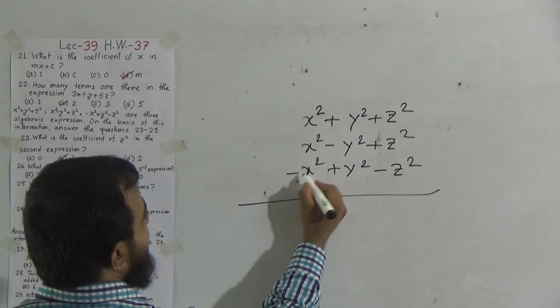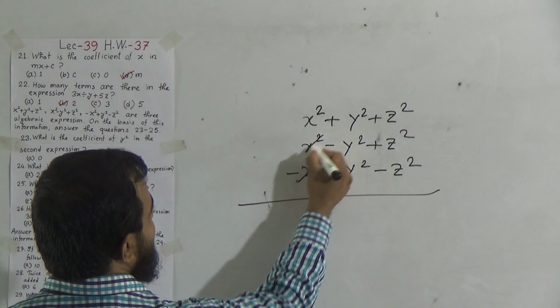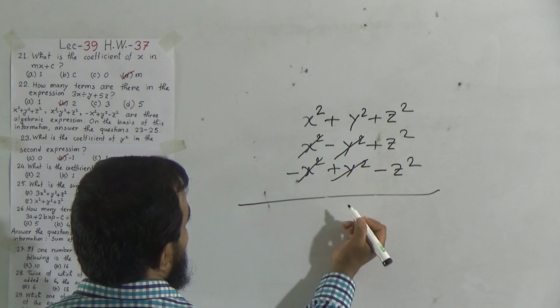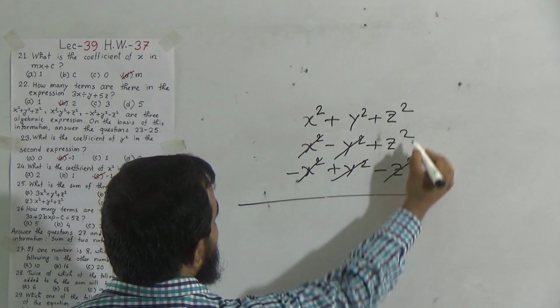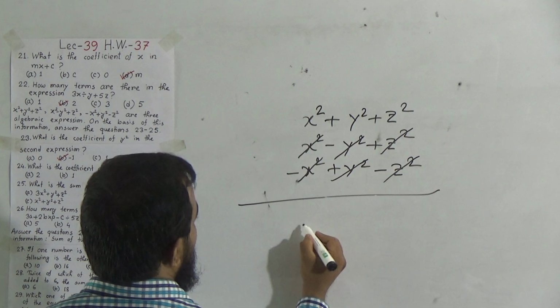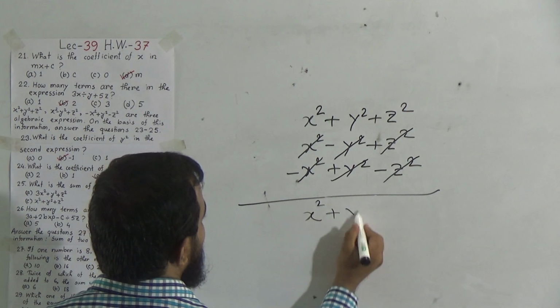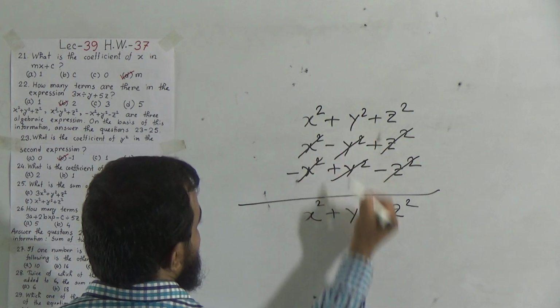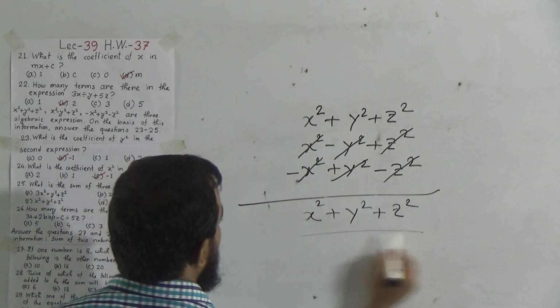This x square has a minus sign, this has a plus sign. This y square has a plus sign, this y square has a minus sign. This z square has a minus sign, this z square has a plus sign. So, our addition will be x square plus y square plus z square. It will be our answer.